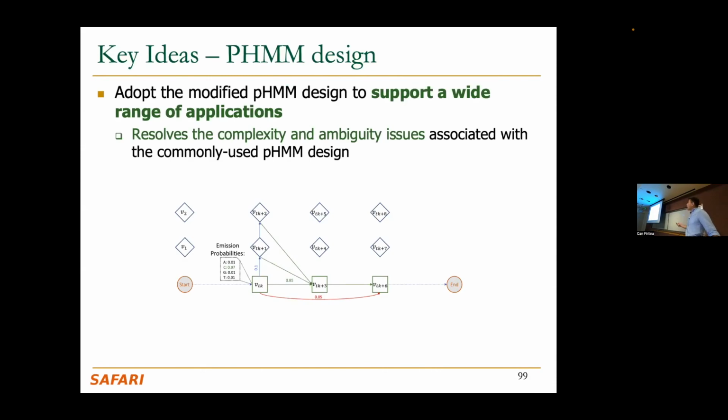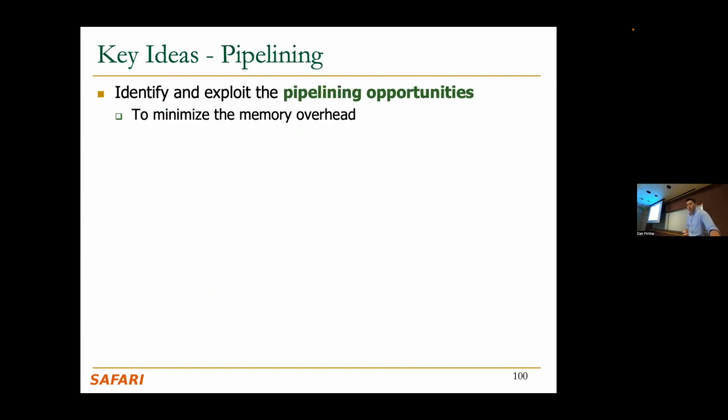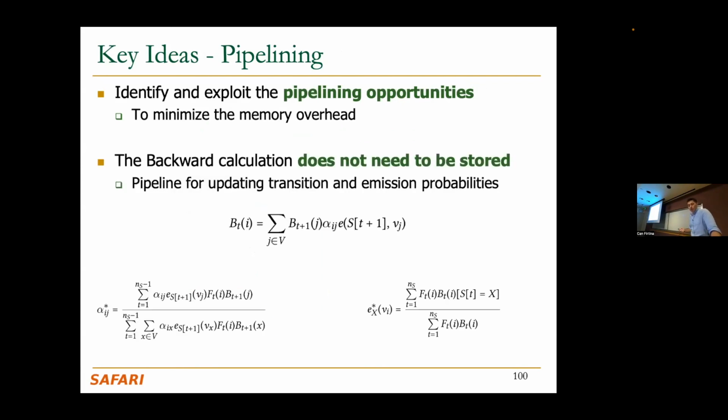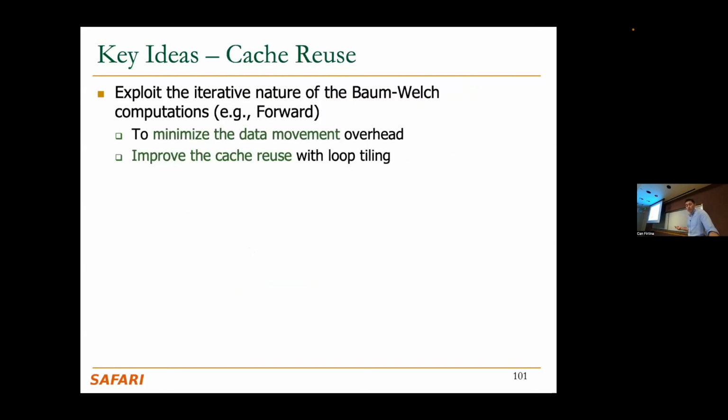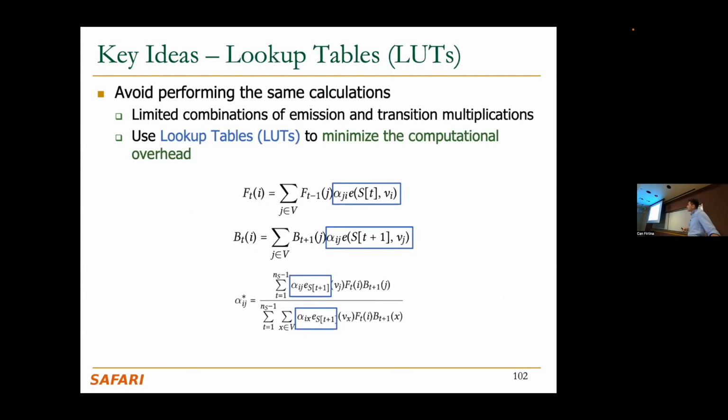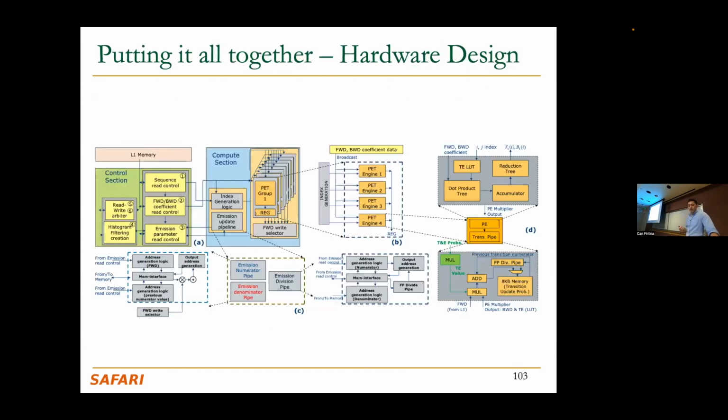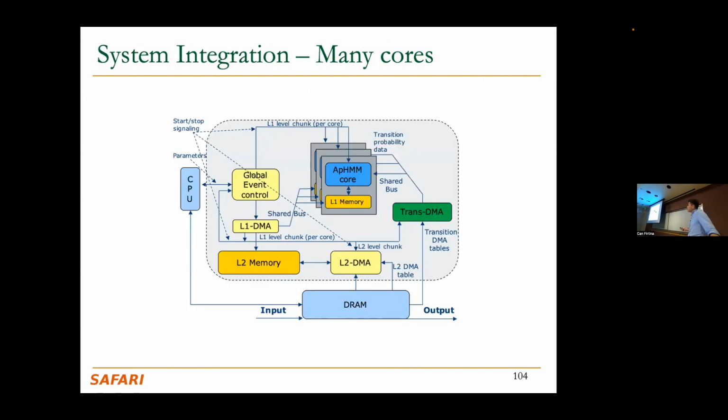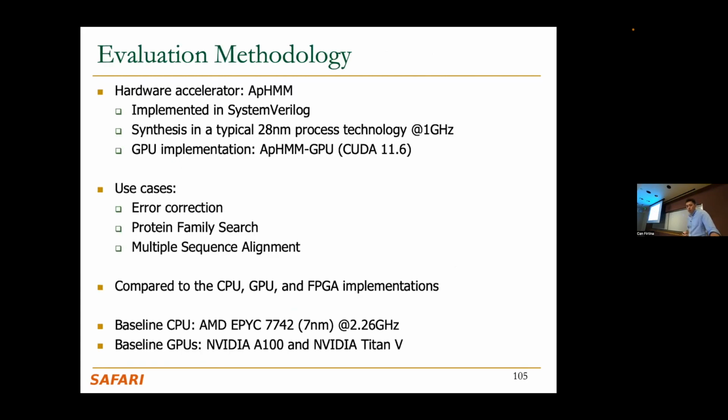For that, we have some key ideas. For example, we use the modified version of PHMM so that we can resolve some accuracy-related problems. We exploit some pipelining opportunities. Some data doesn't need to be stored in the Baum-Welch algorithm; we just pipeline them. And we improve the cache reuse. This is an iterative approach, so we could store these values in the cache more intelligently. We use lookup tables because some multiplications are fixed, so we don't have to compute them redundantly, and we provide a hardware design for that. We have many cores for acceleration. There are some control mechanisms.